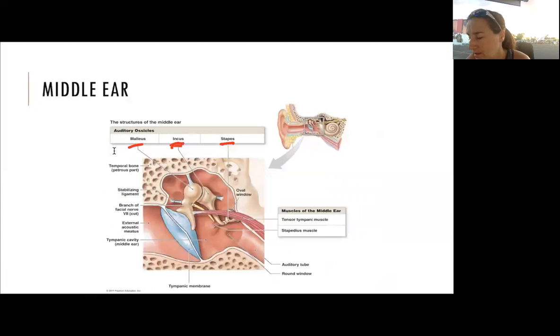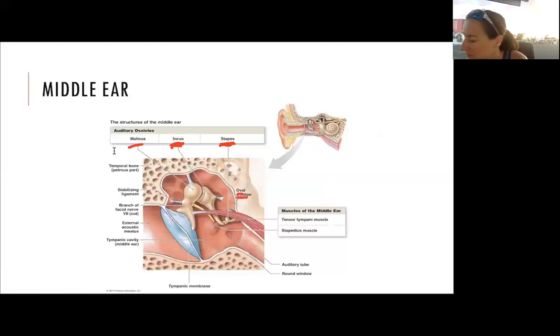And then the incus is going to be attached to the stapes. The stapes looks like stirrups. So those are your three ossicles. That's the order in which the sound waves hit: tympanic membrane, malleus, incus, stapes. And the stapes is going to then push on something called the oval window, which is attached to the cochlea.